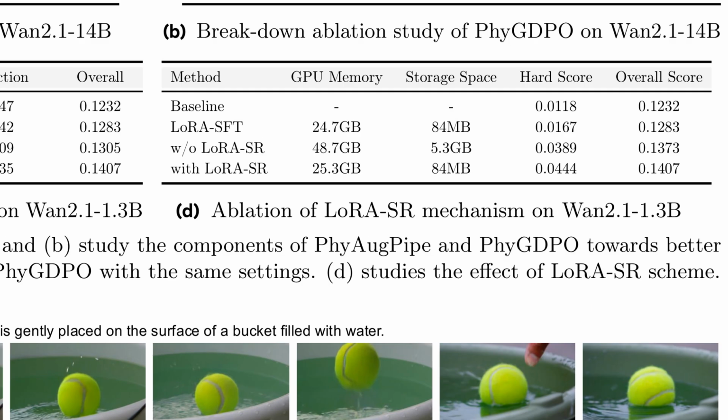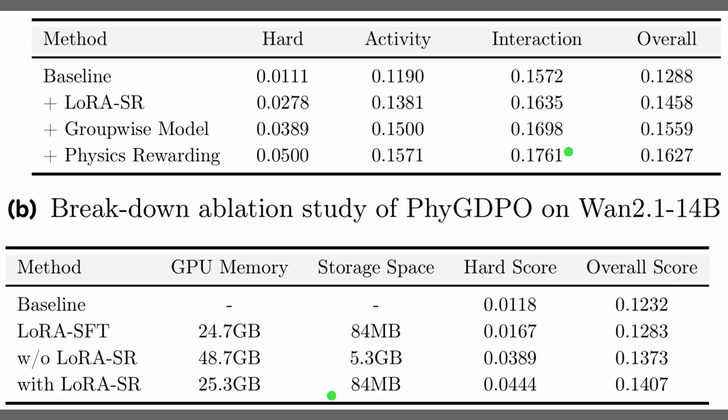Table 2 provides the hard numbers behind those visual improvements. The top panel breaks down component contributions on the WAN 2.1 14b model. Starting from the baseline, every addition, including the group-wise model and physics rewarding, steadily climbs the metrics, quadrupling the hard score by the end. The bottom panel then highlights efficiency. Compared to training without it, the LoRa switch reference cuts GPU memory usage almost in half, from 49 GB to 25, and compresses storage needs from 5 GB down to just 84 MB.